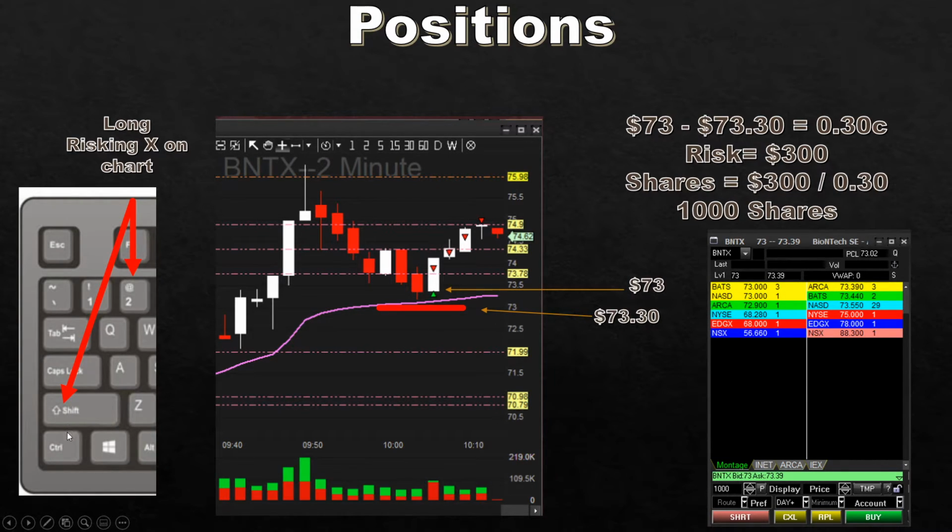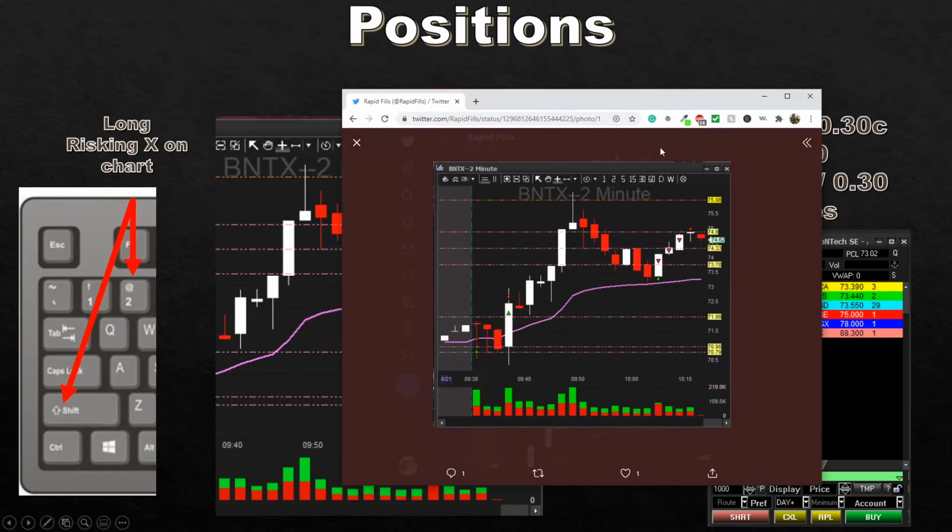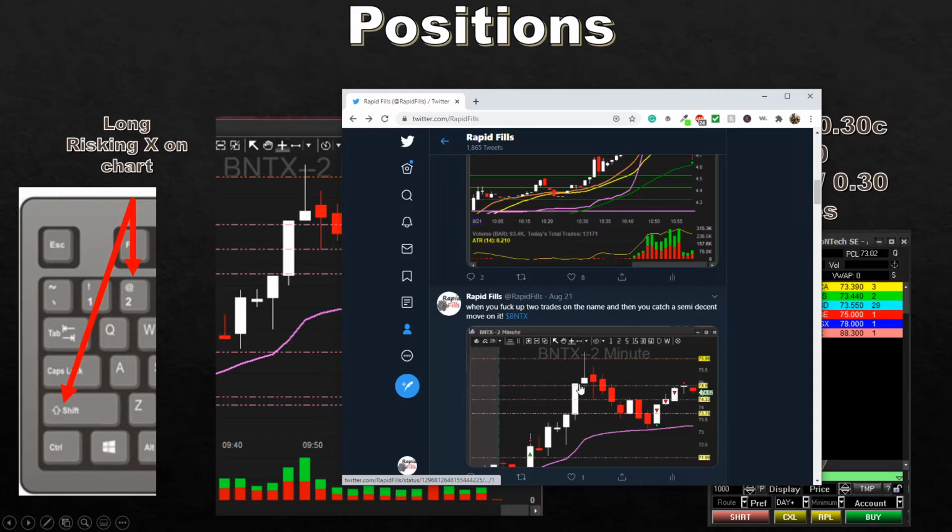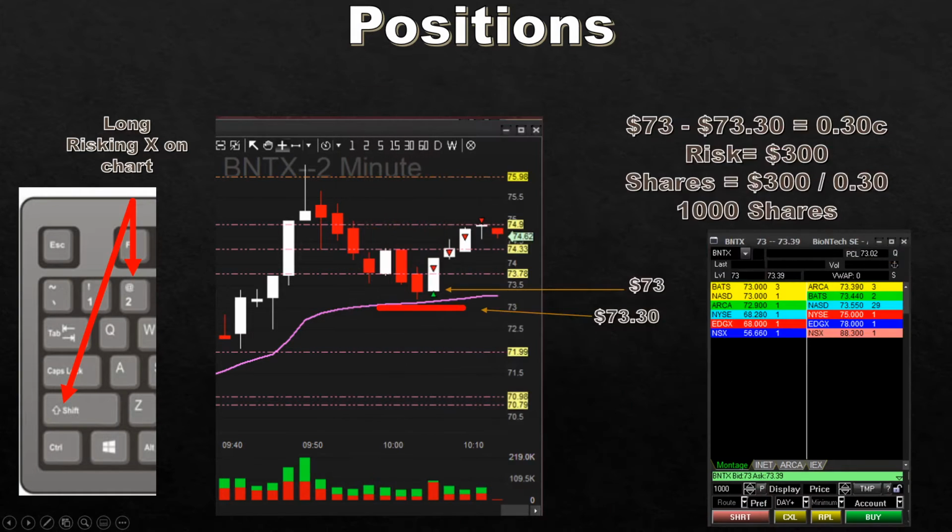So let's say I clicked shift and 2. Essentially, I want to calculate my position for a long on this stock, BNTX, right? This is a trade that I traded on Friday. If you want to see the full trade right here, just go to my Twitter, at Rapid Fills, click on the chart, you will see it right there. I just brought it in for an example.